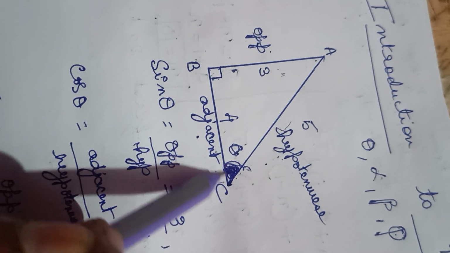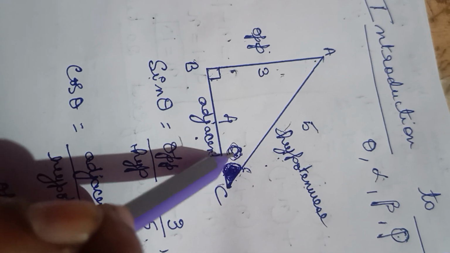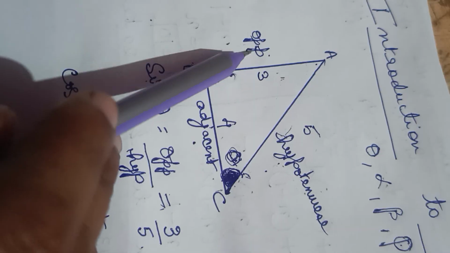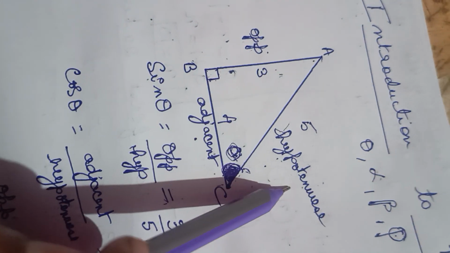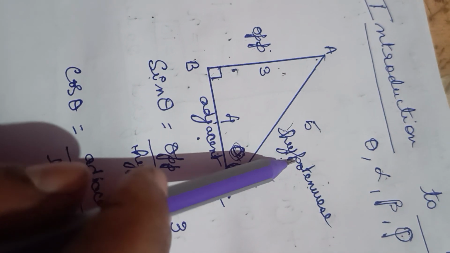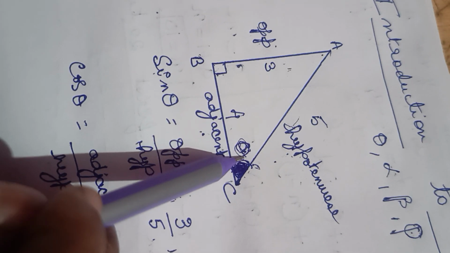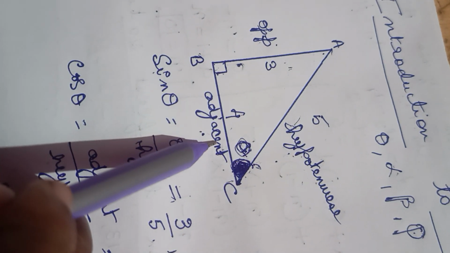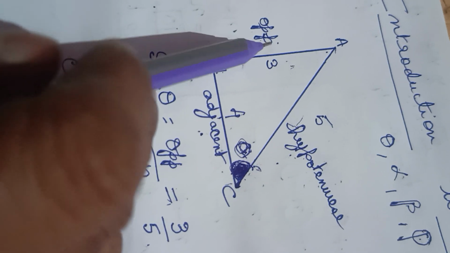Now, if I want to find sine theta, if this is theta, the side opposite to theta is called the opposite side. The slant side is called the hypotenuse, and the side which forms the angle theta along with the hypotenuse is called the adjacent. The side opposite to this angle is called the opposite side.